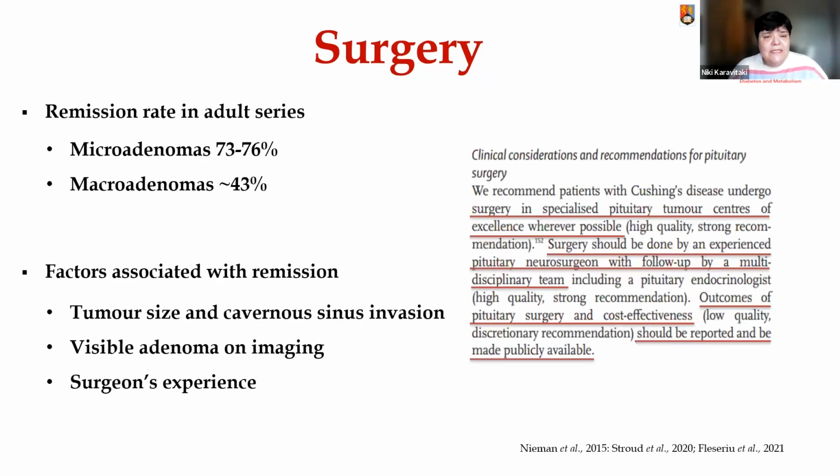And what are the percentages of remission? So in adult series, what we have seen in the more contemporary literature and with the advances of surgery is that in microadenomas, on average, we can achieve remission in 73 to 76% of the patients. In experienced hands, we can see even higher rates. In macroadenomas, in a little bit less than half of them, achievement of remission has been reported.